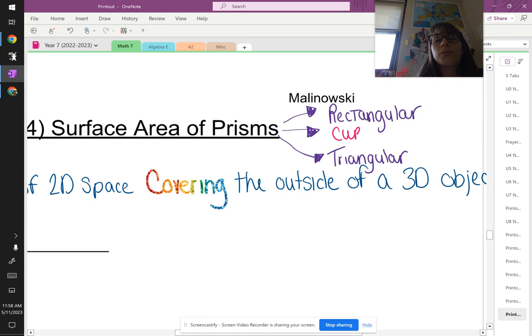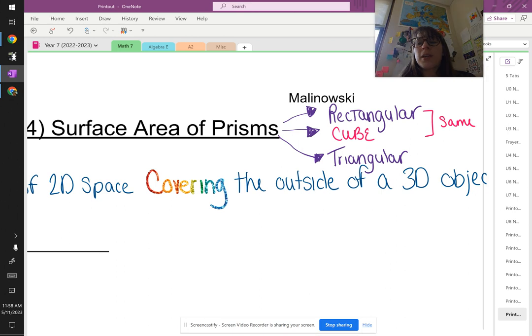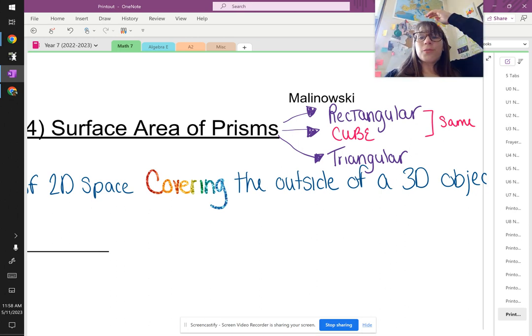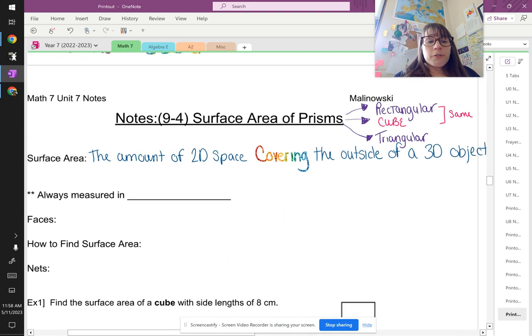And then the third one is actually a specific type of rectangular prism, and that would be the cube. Right? Cube and rectangular prisms are basically the same, and they require the same formulas, that volume equals length times width times height, if you're looking for volume. But we're not. We're looking for surface area.